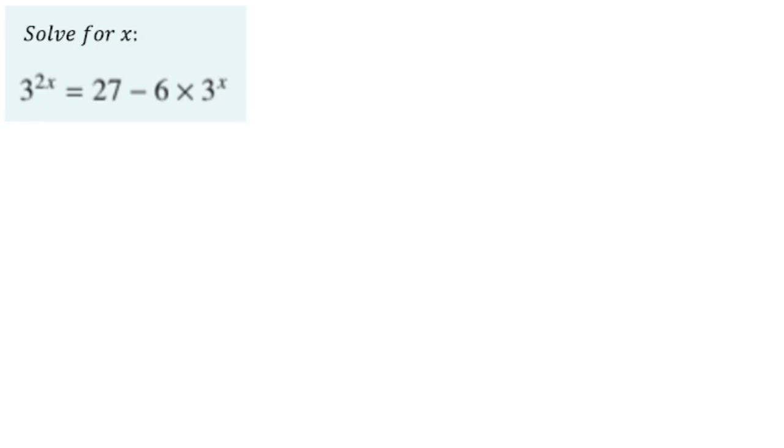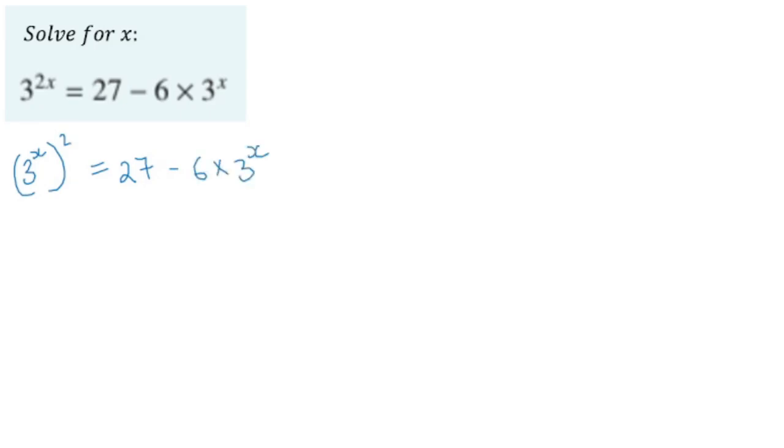Solve for x, where 3 to the power of 2x equals 27 minus 6 times 3 to the power of x. Now the first thing we want to note here is that 3 to the power of 2x is really just 3 to the power of x all squared, equals, you can write that as just 27 minus 6 times 3 to the power of x.